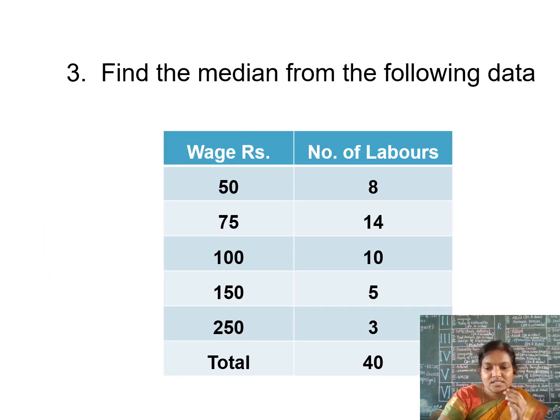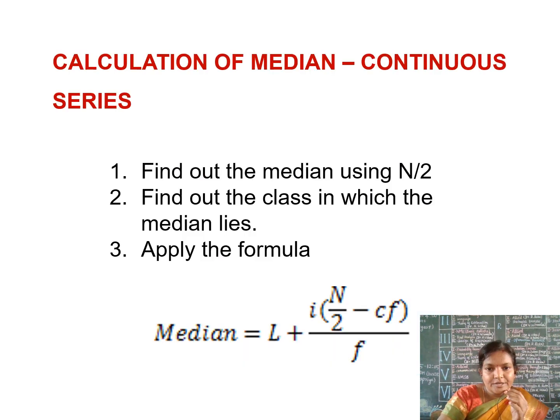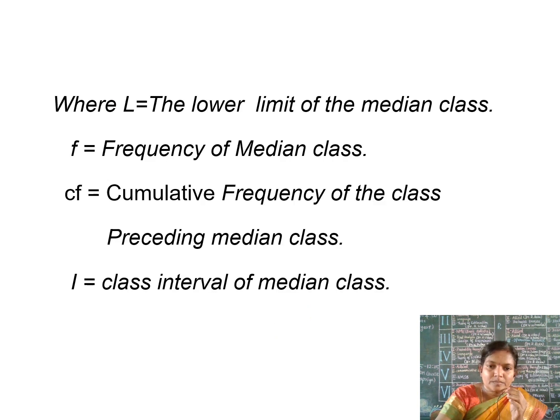Next, we will see the continuous type of data. The calculation of the median for a continuous series: the formula is L plus I into (n by 2 minus CF) by F. First step, we should calculate n by 2. L is the lower limit of the median class, F is the frequency of the median class, CF is the cumulative frequency of the preceding class, and I is the class interval difference.